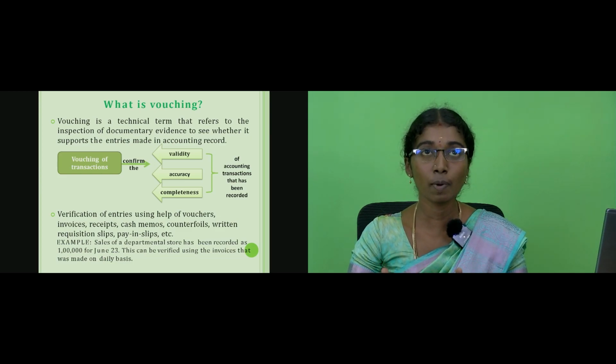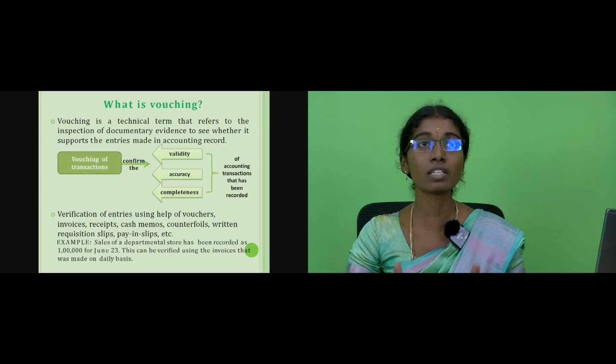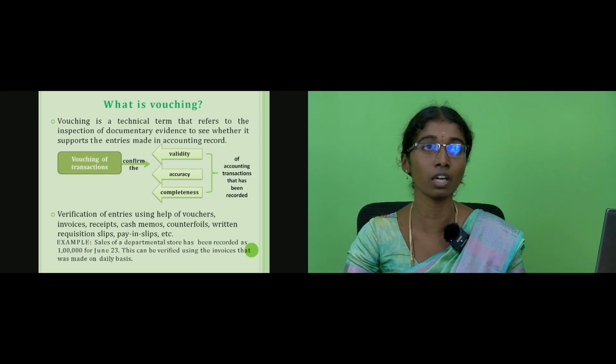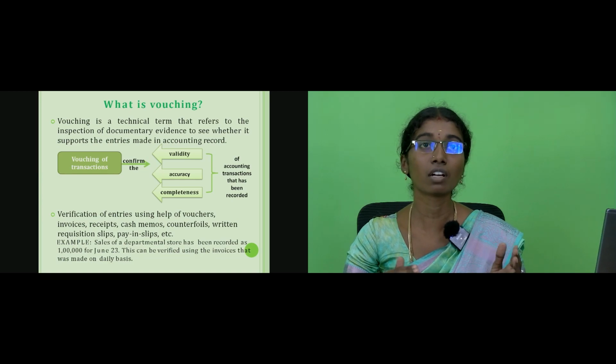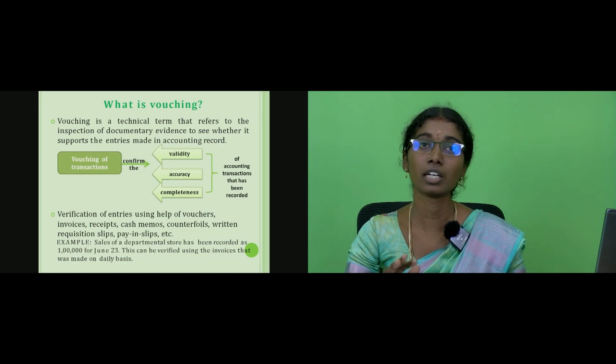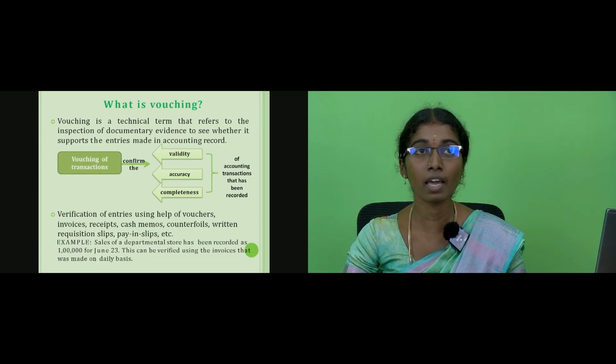He will inspect the evidences to see whether they support the entries that the company is recording in its accounting transactions or accounting records; they should be supported with some evidences. The vouching of transactions will confirm the validity, accuracy and completeness of all the accounting transactions that the company has recorded in its books of accounts. So we said, verifying the entries. How will the auditor verify the entries? He may verify the entries with the help of vouchers, invoices, receipts, cash memos, counterfoils, written requisition slips, etc.